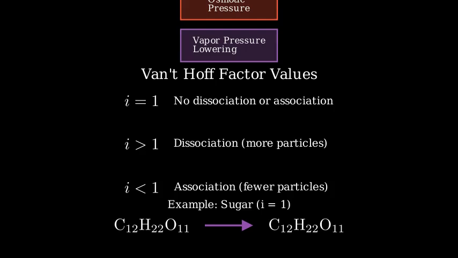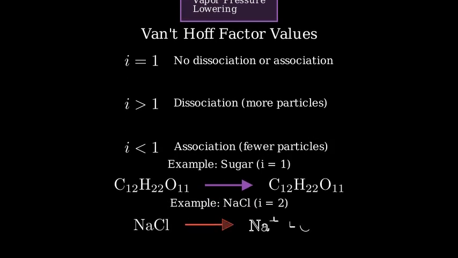Second, when i is greater than 1, this indicates that the solute dissociates in solution, creating more particles than expected. For instance, sodium chloride, NaCl, dissociates into Na+ and Cl- ions, doubling the number of particles compared to the formula unit.